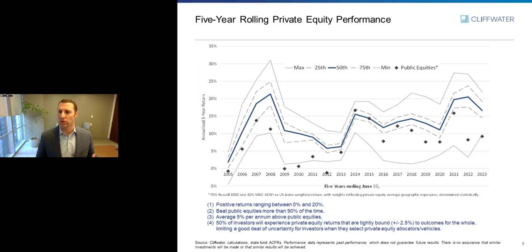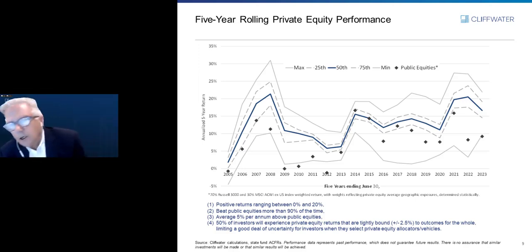Is it strictly an illiquidity premium, or are there other components there, maybe manager skill or alpha? How would you decompose that 3 to 5% in terms of where that added value is coming from? Well, we don't really know.